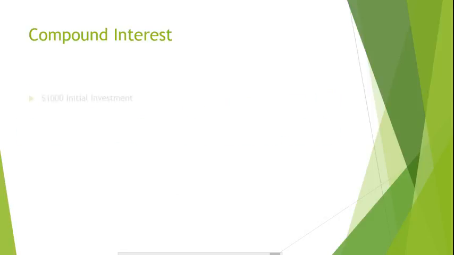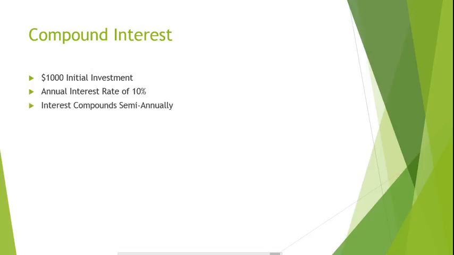Suppose you invested $1,000 in a fund that earned compound interest of 10% and interest was compounded semi-annually, or twice per year. How much interest would you earn if you held this investment for 5 years? Remember the variables for the compound interest formula: principal, interest, and the number of compounding periods?